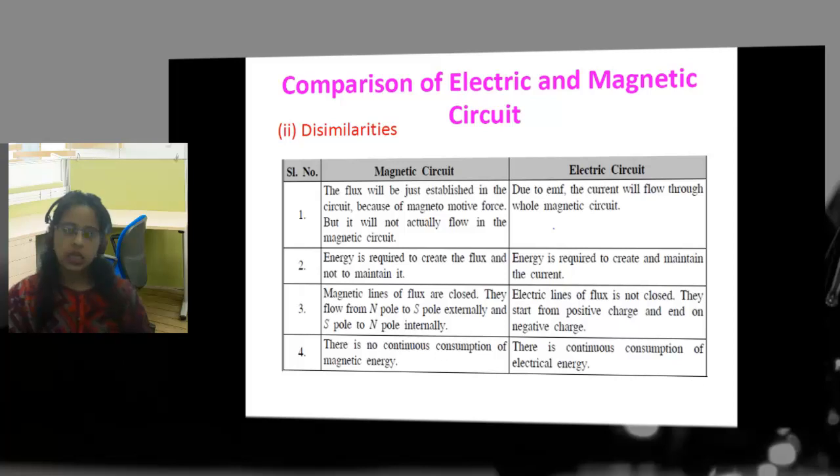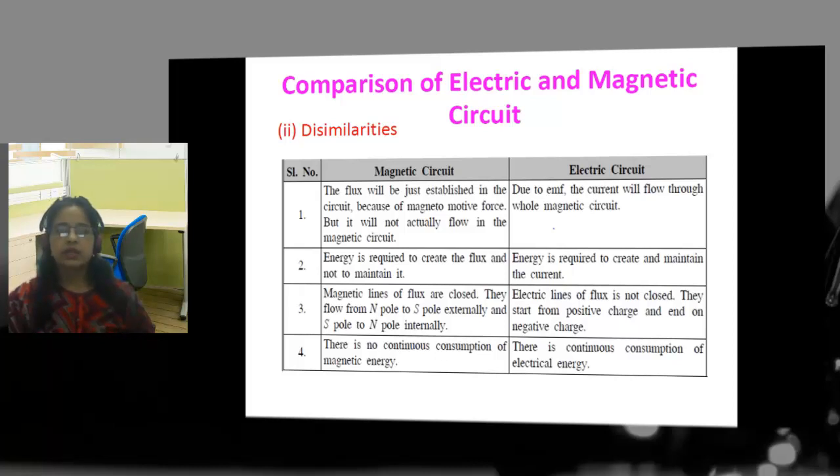What are the dissimilarities? The flux will be just established in the circuit because of magnetomotive force, but it will not actually flow in the magnetic circuit. But the current flows in the electric circuit. Okay, magnetic flux is created, but magnetic flux does not actually flow. But in electric circuit, actually current is flowing. Actually electrons are flowing. Electrons are moving, right? But in magnetic circuit, nothing of such sort happens.